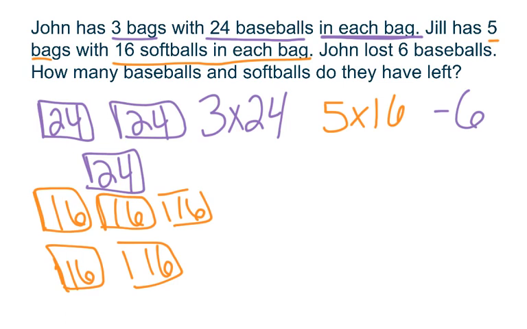And I want to know how many baseballs and softballs they have left, which means these 2 products are going to be added. So here is the problem I have to solve. 3 times 24 plus 5 times 16 minus 6. That's what I need to solve. That's my equation. So now I need to go through my order of operations and solve this.